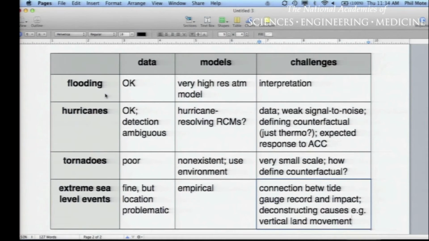Flooding, we'll start with Michael. You gave a very specific example, but if we think very broadly about flooding events, whether they're rain dominated or otherwise, would you agree that we generally have good enough data to characterize them, that for modeling them appropriately you'd need a high resolution atmospheric model, and that the main challenge, as you just said, is interpretation?